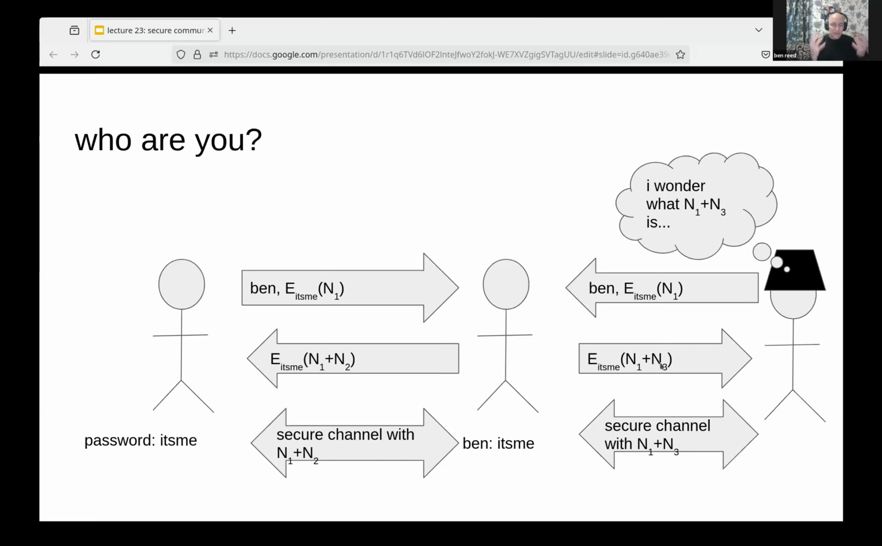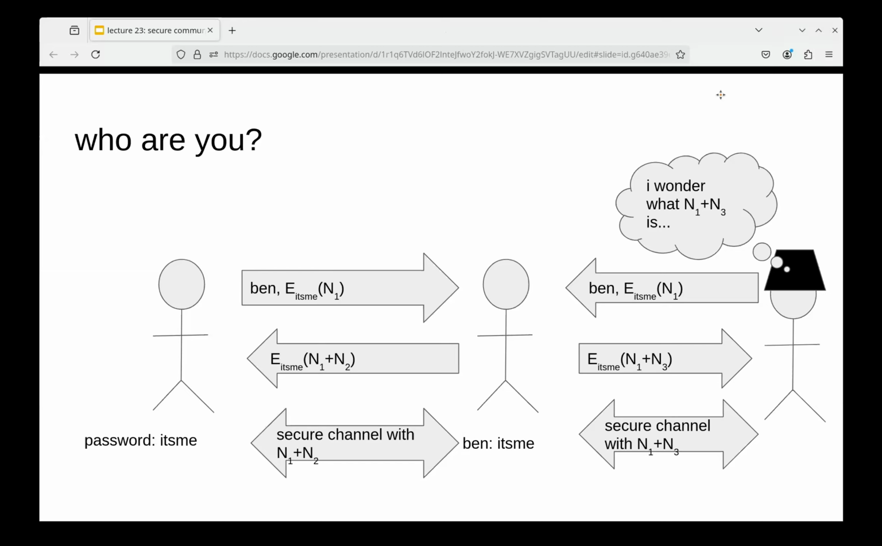Now, when the hacker gets this encrypted N1 plus N3, it can't do anything with it. There's nothing it can do with that encrypted ciphertext because it doesn't know it's me. It doesn't know the password. So when the server starts using this secure channel encrypted with N1 plus N3, the attacker can't do anything, because it doesn't know how to participate in that encrypted channel because it doesn't know N1 plus N3. It doesn't even know N1. So it doesn't know how to communicate. Does that make sense?